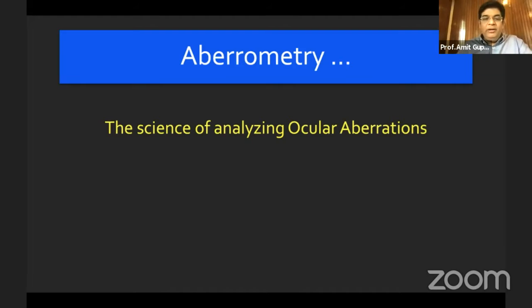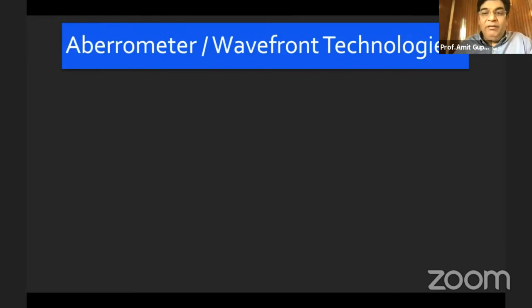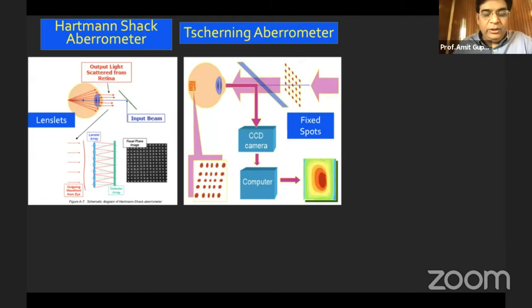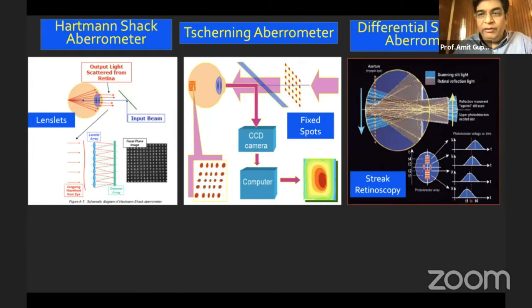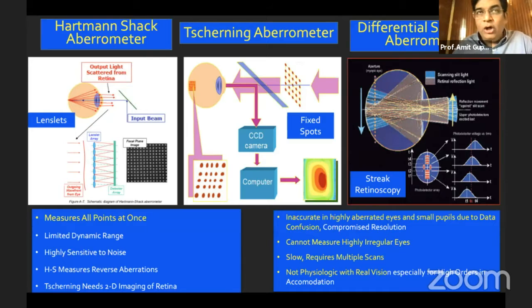So what is aberrometry? Aberrometry is the science of analyzing ocular aberrations. We have different types of aberrometers, with different technologies that work on different principles. We have the Hartmann-Shack, which has lens slits, there are fixed spots with the Tscherning, and we have something like a retinoscopy principle for the skiascopy. Now, in normal eyes, they work very well or fairly well, but they do have some limitations.